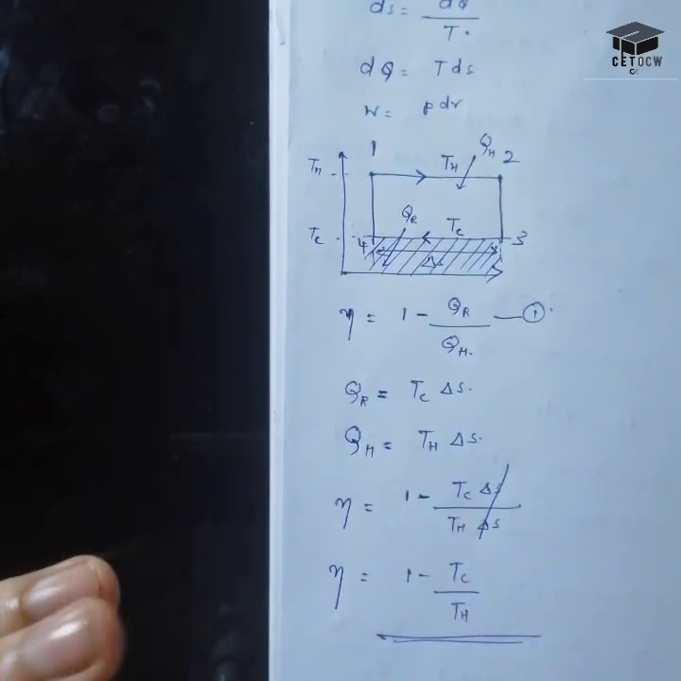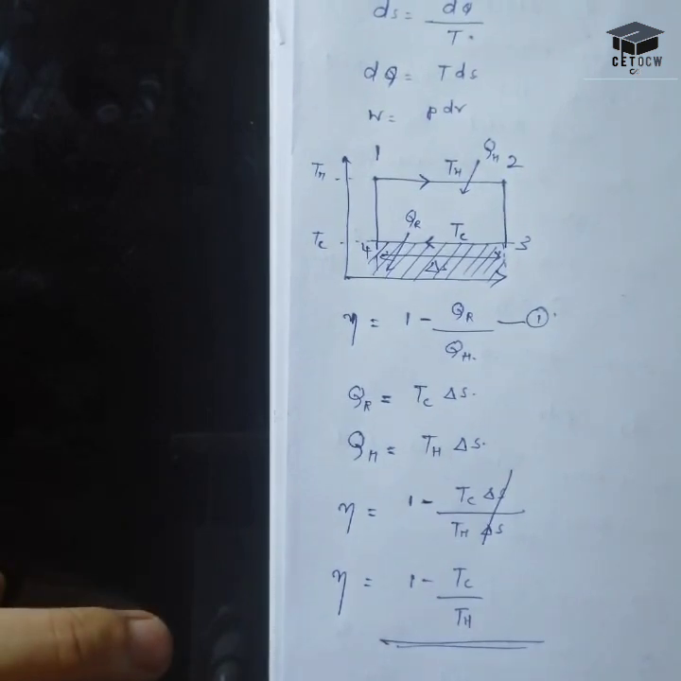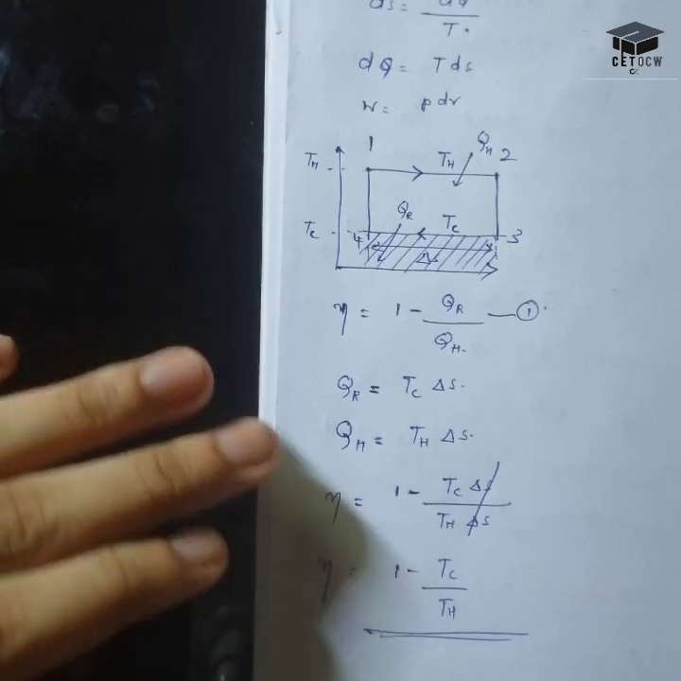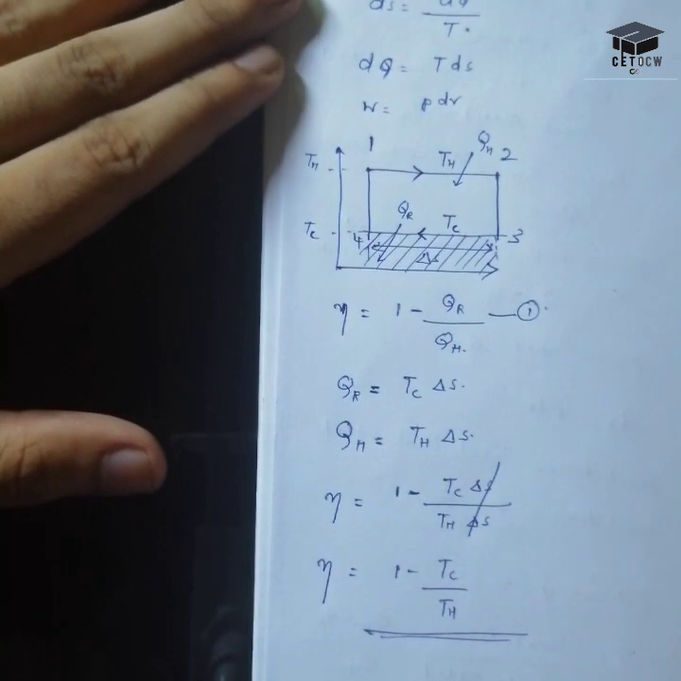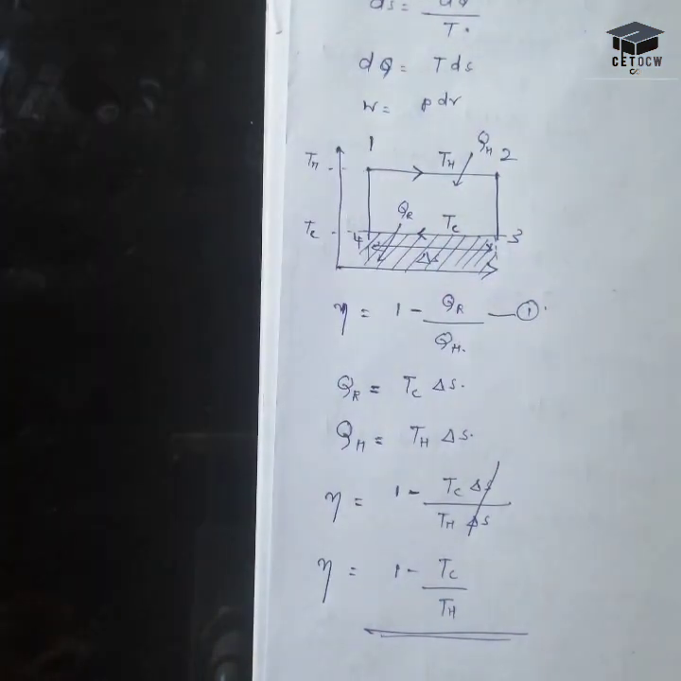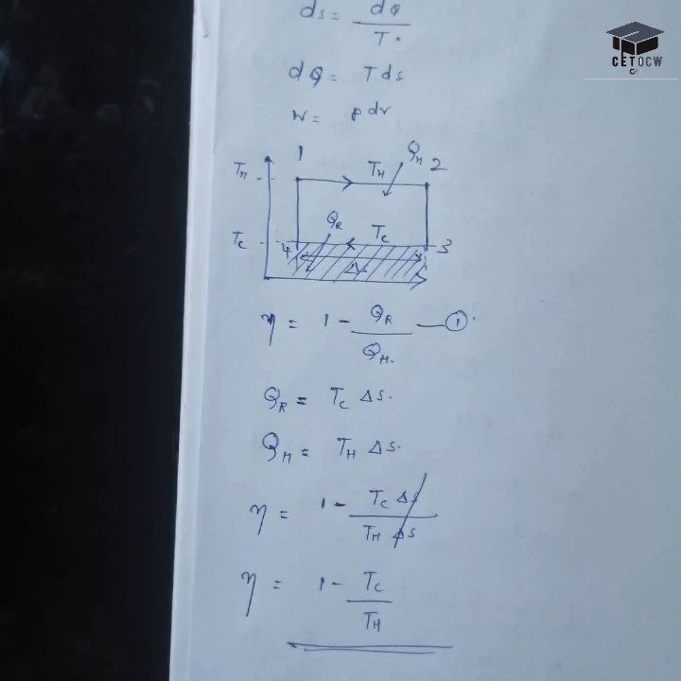And from this equation we can see that the efficiency only depends upon the temperature range, the highest temperature as well as the lowest temperature. So the basic peculiarity of the Carnot cycle is that it has the highest efficiency of all cycles operating under the same temperature limits. So any cycle having an efficiency greater than the Carnot cycle is impossible, because the Carnot cycle has the maximum value for the efficiency.